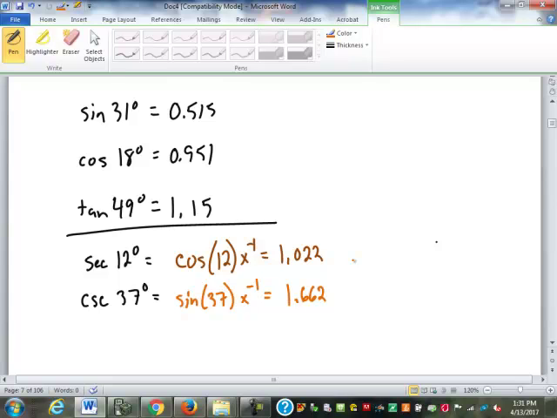Equals 1.022. That is the secant. Find the cosecant then of 37. So it's sine 37, close, reciprocal. 1.662. Okay, so we got that down.